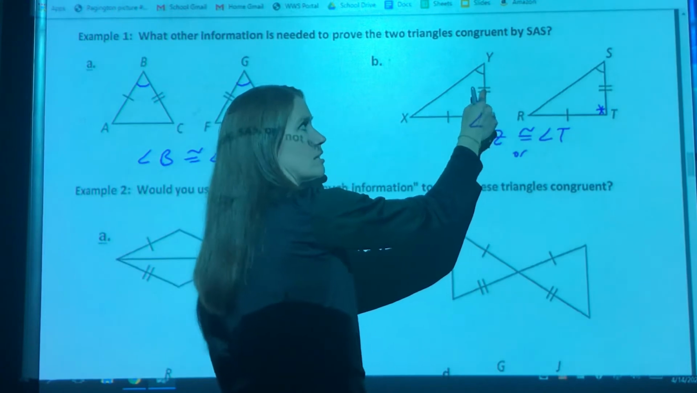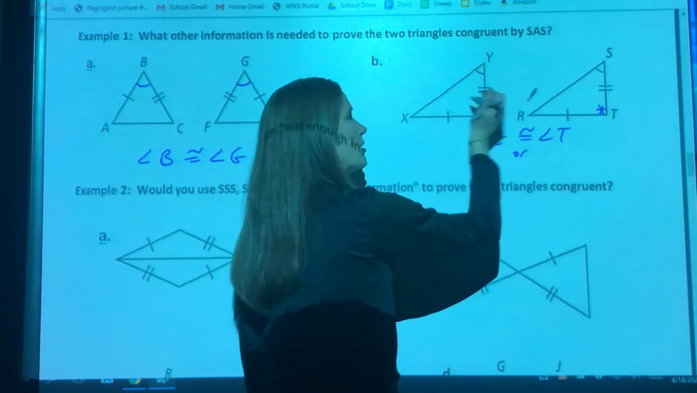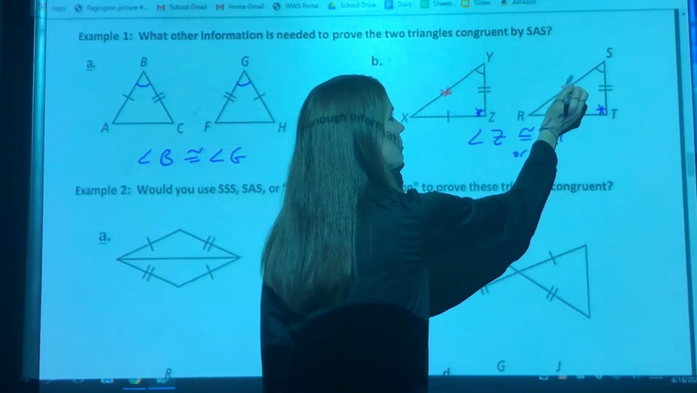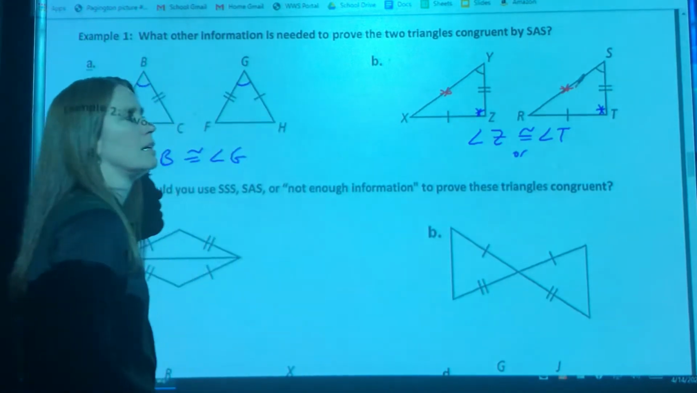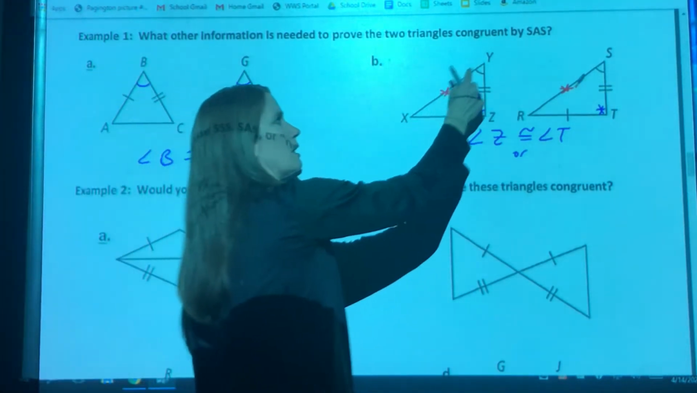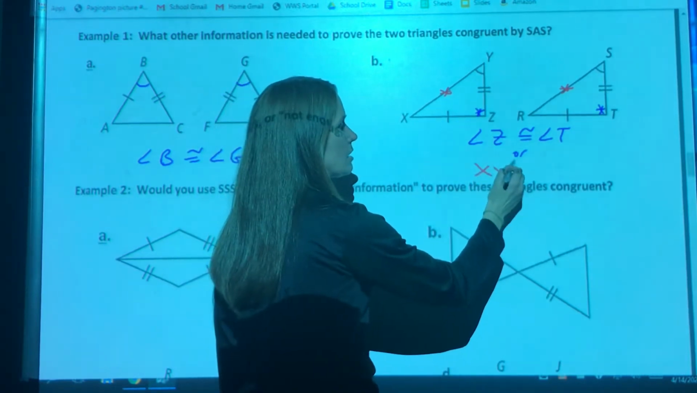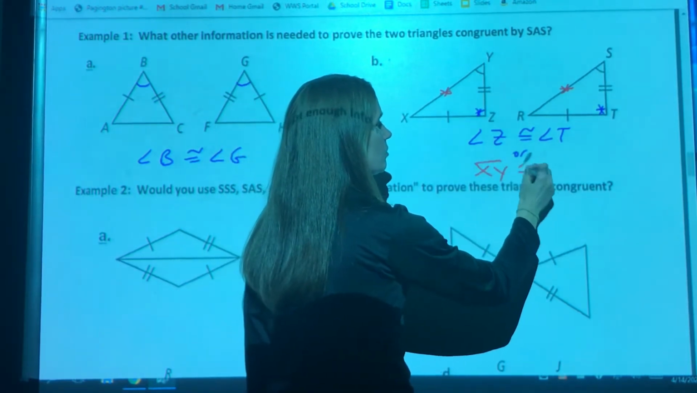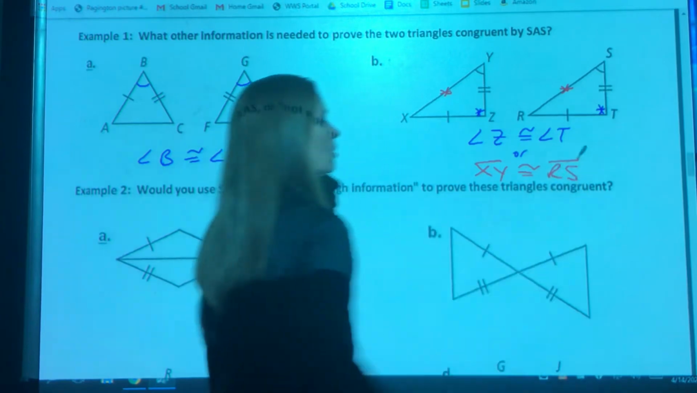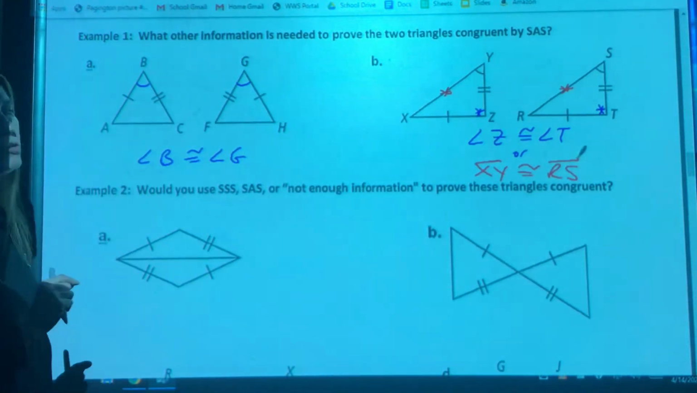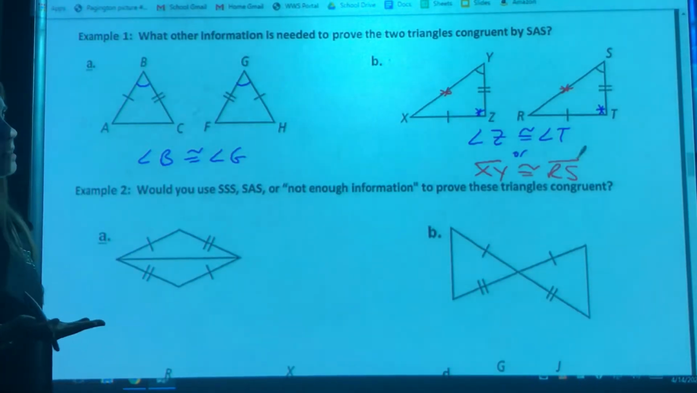I see here a side and an angle, and I see a side and an angle. So if I knew that these 2 sides were congruent, that would be a way to prove them congruent by side angle side, side angle side. So I could also say XY is congruent to RS. So either of those things, if I knew them, would allow me to say the 2 triangles are congruent by side angle side.